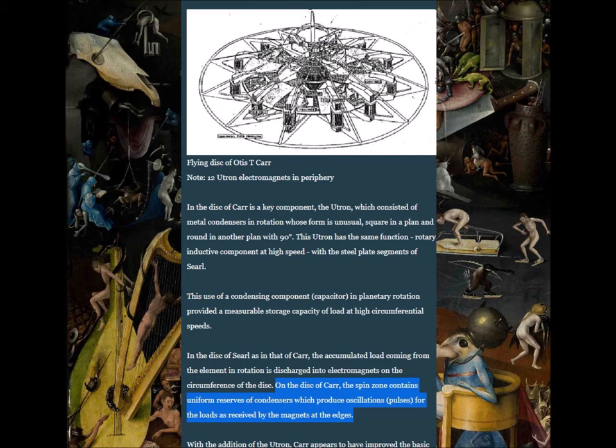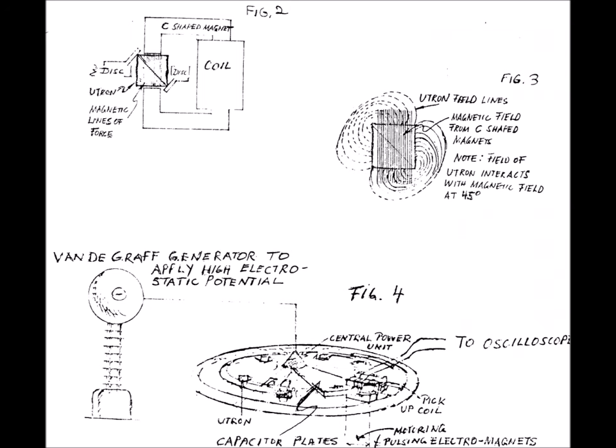Revisiting the previous article here, it says, on the disc of Carr's craft, the spin zone contains uniform reserves of capacitors, which produce oscillation pulses for the loads as received by the magnets at the edges. Oscillation pulses? Is it possible that the power harvesting system, composed of the utrons, coils, magnets, and the capacitors, functions in a manner similar to a Tesla coil?